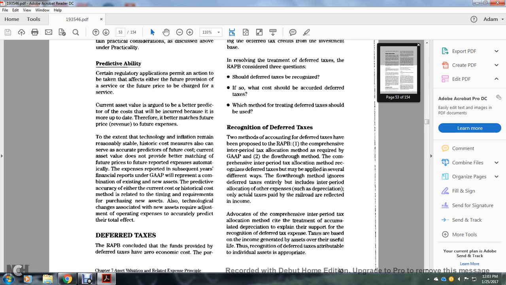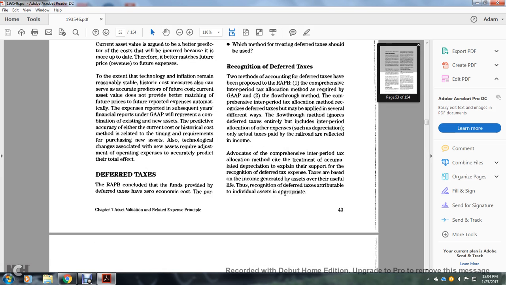Two methods of accounting for deferred taxes have been proposed by the Railroad Accounting Principles Board: the comprehensive interperiod tax allocation method, required by the Governmental Accounting Principles Board, and the flow-through method. The comprehensive interperiod tax allocation method of recognizing deferred taxes may be applied in several different ways. The flow-through method ignores deferred taxes entirely and omits interperiod allocation of expenses such as depreciation, reflecting actual taxes paid by the railroad in income.